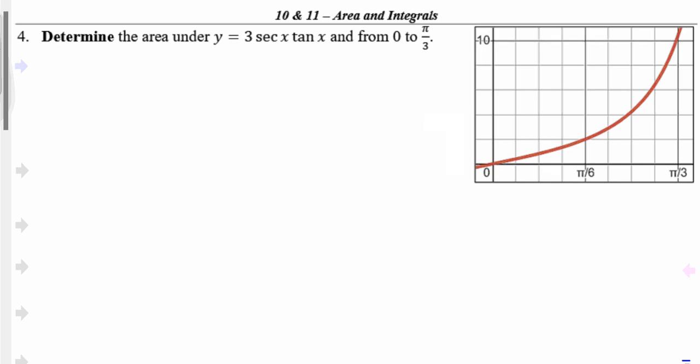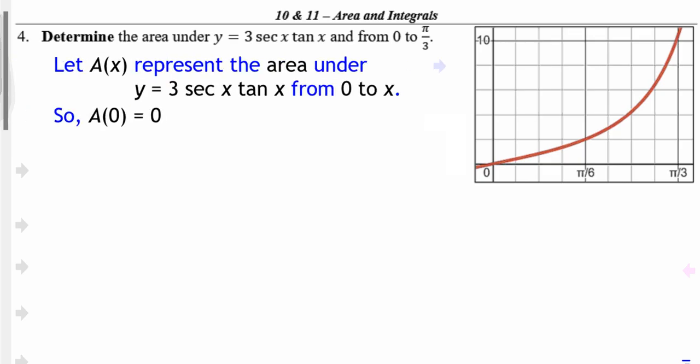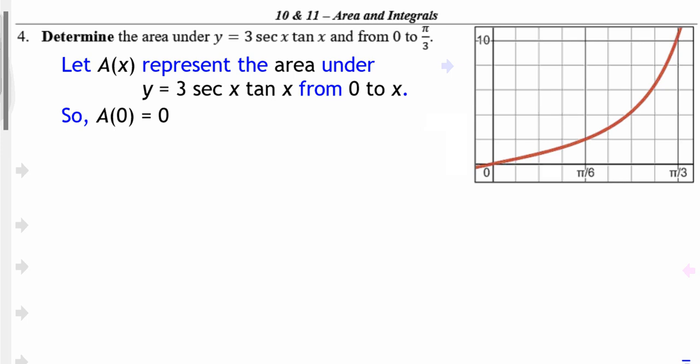We want to determine the area under this curve. We start at the same place by defining our area function. A of x is going to be the area under this curve from 0 to x, which means A of 0 equals 0. In other words, if there's 0 width, there's 0 area. And we're going to want to figure out what's that area there.